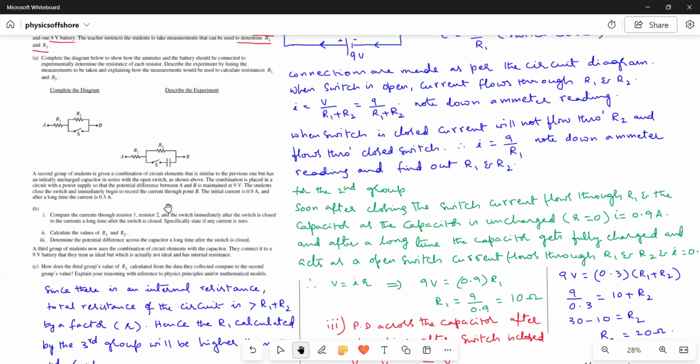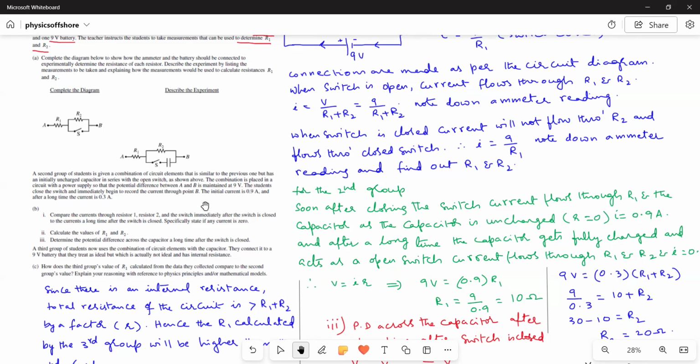So initially, what is happening when the switch is closed? Soon after closing the switch, the current flows through the resistor R1 and through the capacitor. It will not flow through R2 because the capacitor is not charged. It has zero resistance, and when the resistance is zero, obviously the current flows through R1 and through the capacitor. At that point, the initial current is 0.9 amperes.